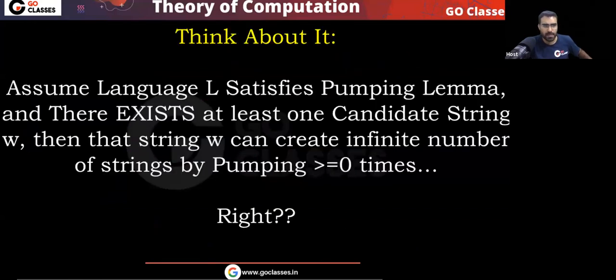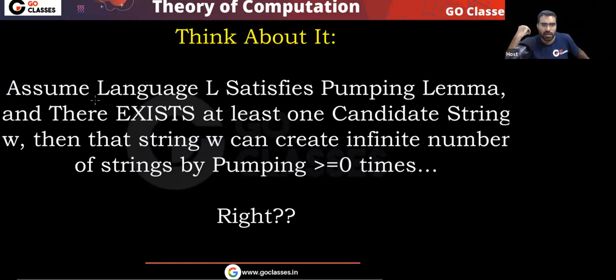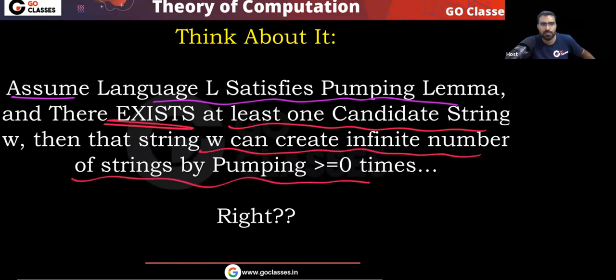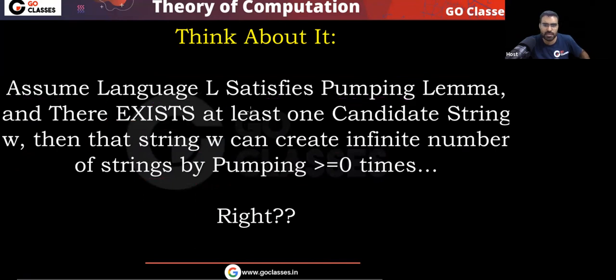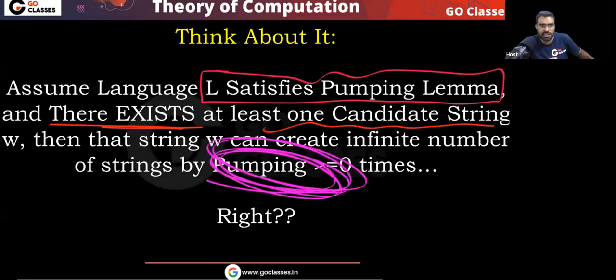Now let's move on. This point we have seen, you can read this statement. Assume L satisfies the pumping lemma. If there exists at least one candidate string, then that candidate string will create an infinite number of strings by pumping. Yes or no? Did you understand this statement? If L already satisfies the pumping lemma and there exists at least one candidate string, then that candidate string will pump.